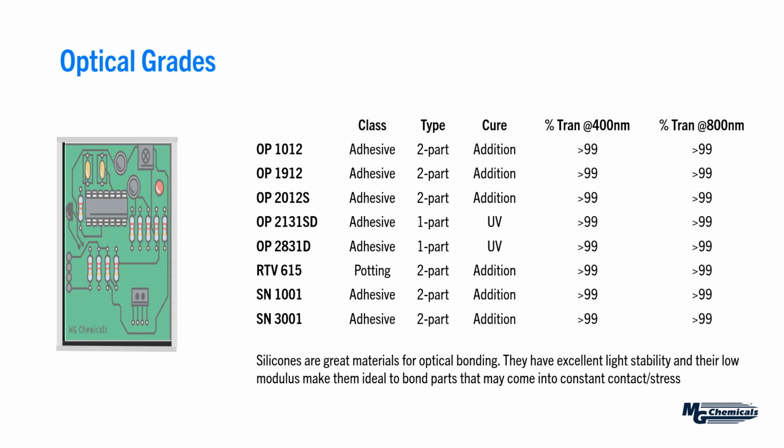But again, the main thing I wanted to highlight here is the percent transmission. So that's how much of a specific wavelength of light is able to get through. So you see it's greater than 99%. That just means it's a measure of how clear a material is. And these are adhesive materials. So again, we see them a lot for screen bonding and things like that.